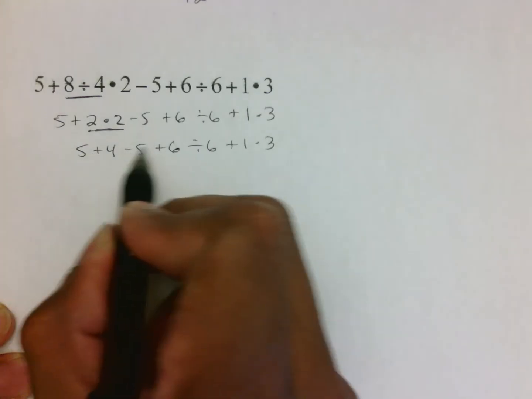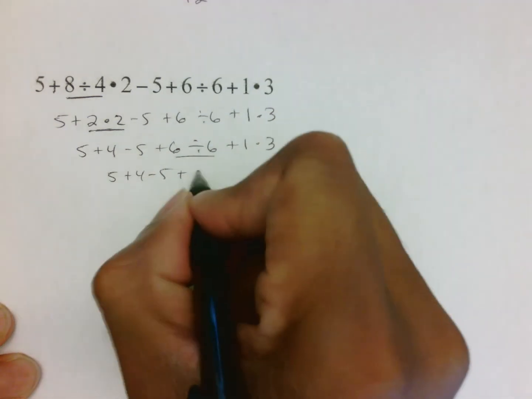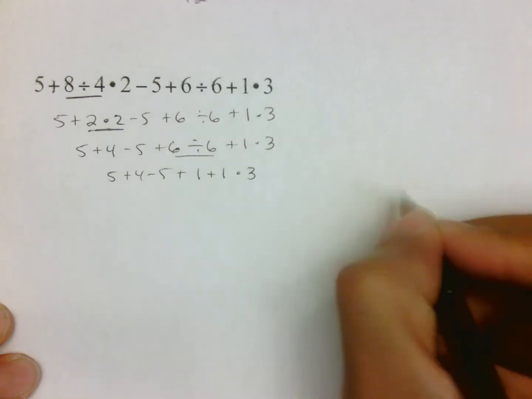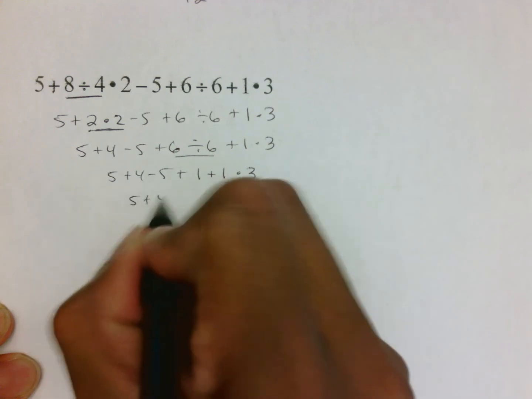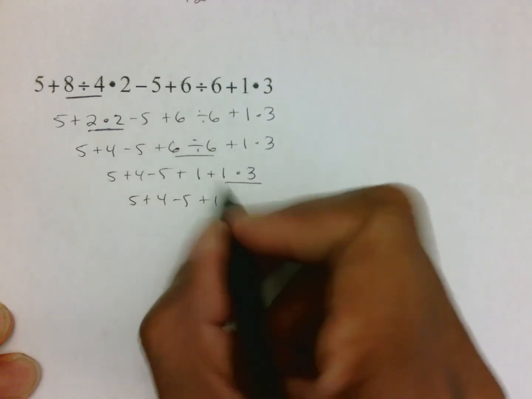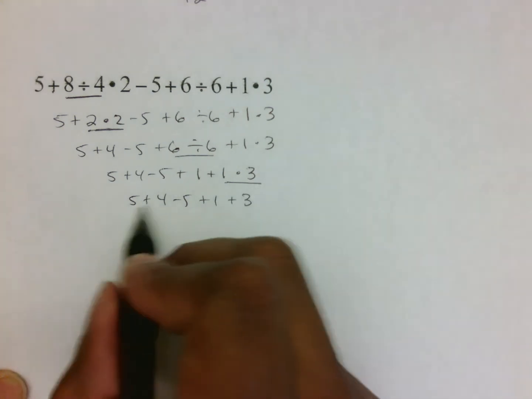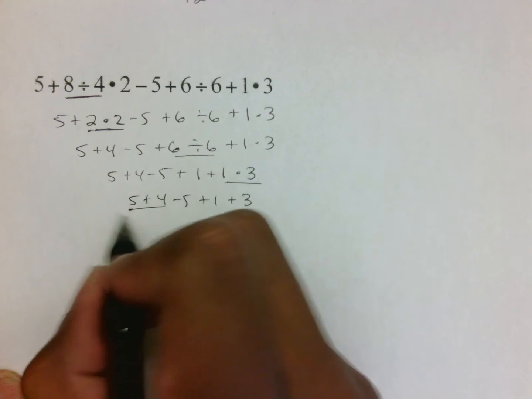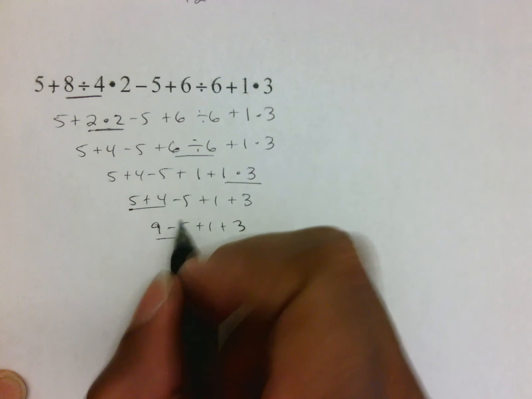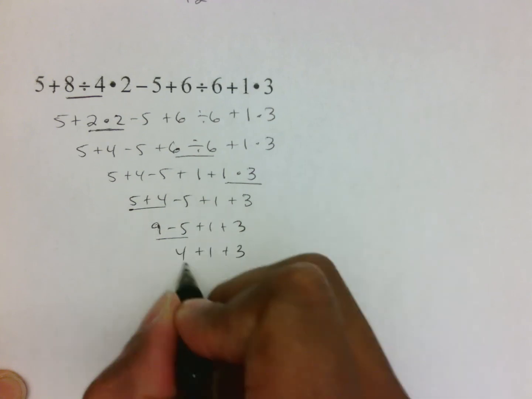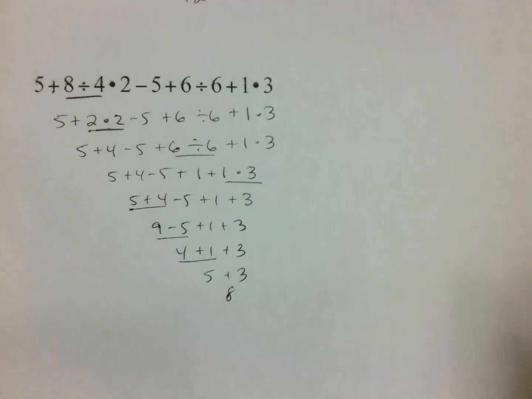Again, look for your multiplication or division first. There's one there. 5 plus 4 minus 5 plus, that turns into 1, plus 1 times 3. Looking again for any multiplication or division signs. There's 1. 5 plus 4 minus 5 plus 1 plus, and then 1 times 3 turns into 3. Now that we don't see any multiplication or division, we go with the first student. So 5 plus 4 is 9 minus 5 plus 1 plus 3. Here, first student, 4 plus 1 plus 3. Here's our first student, 5 plus 3, which gives us the answer of 8. Alright.